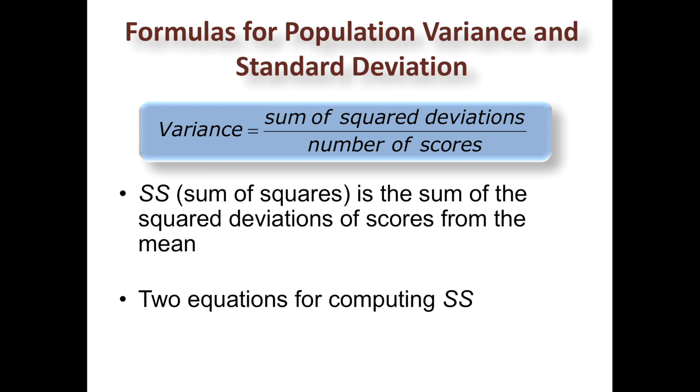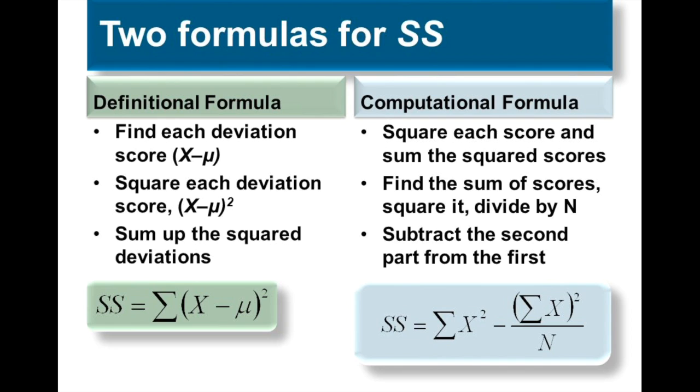All right, variance. Variance equals SS divided by N, or sum of squares divided by the number of raw scores you're dealing with in that study. There are two different ways you can compute sum of squares. There are actually two formulas for sum of squares: the definitional formula and the computational formula. The one on the left there, in green, is just the definitional formula, but the one I really want you to focus on is the computational formula.